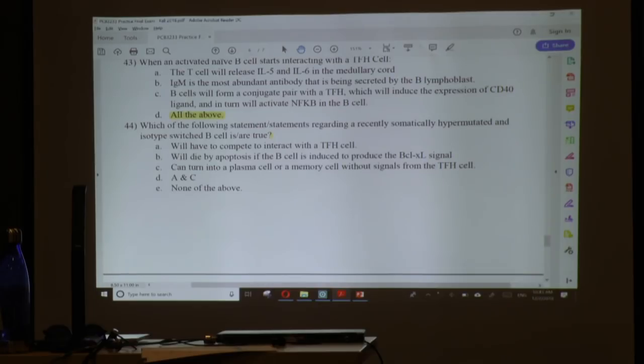And when it gets there, the T cell will recognize the MHC2, and the T cell is also going to have CD40 ligand that binds to CD40 on the B cell, and that's the survival signal I just said earlier, so that the B cell can live. The survival signal is given by BCL-XL. So the correct one is going to be A and C. Yes? Make sense? Any questions so far?